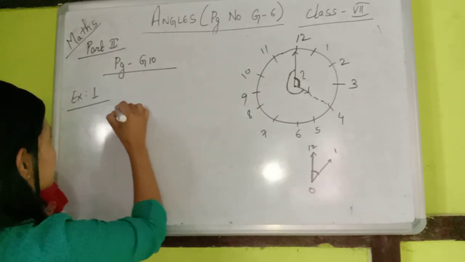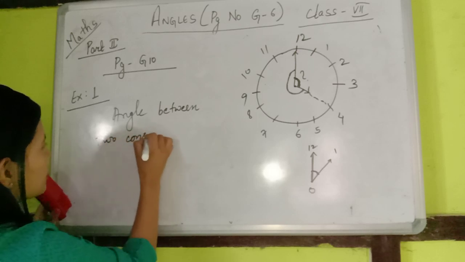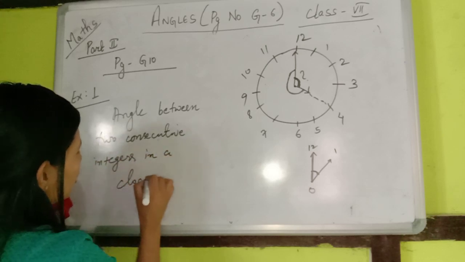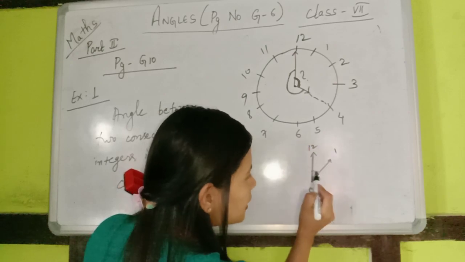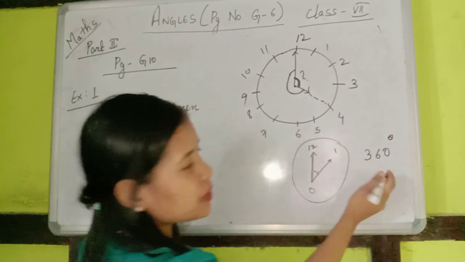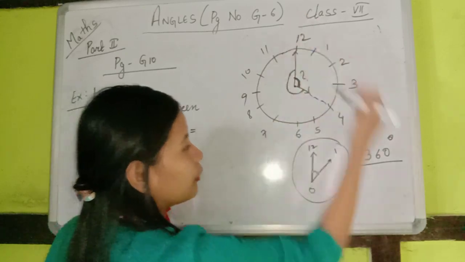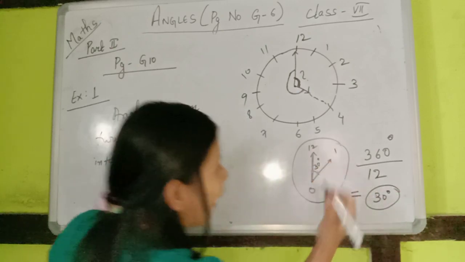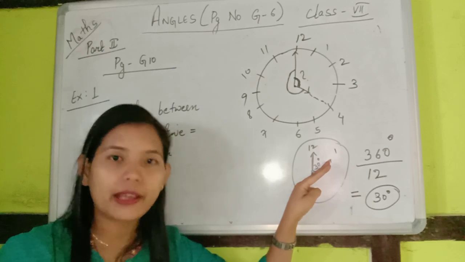And we are finding the angle between two consecutive integers in a clock. So when the hand of the clock moves from 12 to 1, a certain angle is made, right? So how much this angle is, we need to find out. The complete rotation forms how many degrees? 360 degrees. And how many consecutive integers are there? 1, 2, 3, 4, 5, 6, 7, 8, 9, 10, 11, 12. So 360 degrees by 12 equals 30 degrees. So 30 degrees is the angle formed by the hand of a clock when it moves from one integer to another consecutive integer. Is that clear?